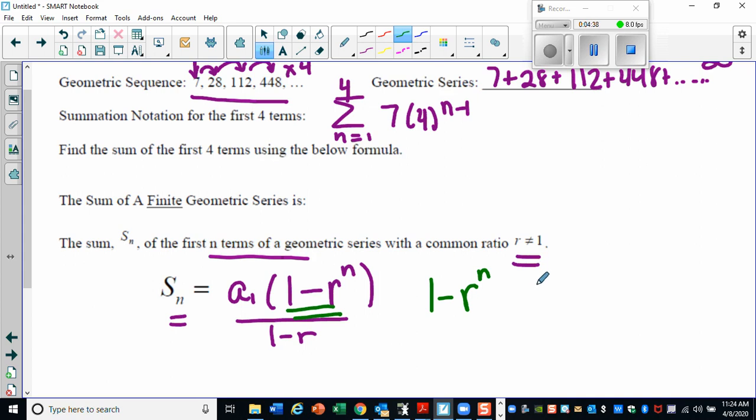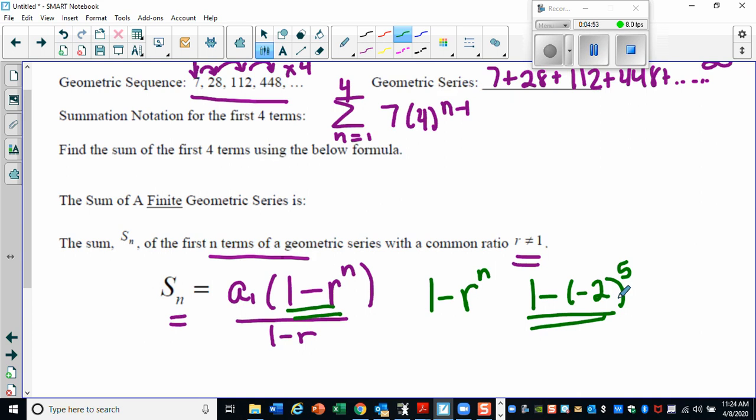If you have a negative, just make sure that you're plugging it in as, maybe that's a negative 2 raised to the 5. So make sure you're putting parentheses around that, or it's not going to give you the correct portion for that numerator. So just be careful with that.